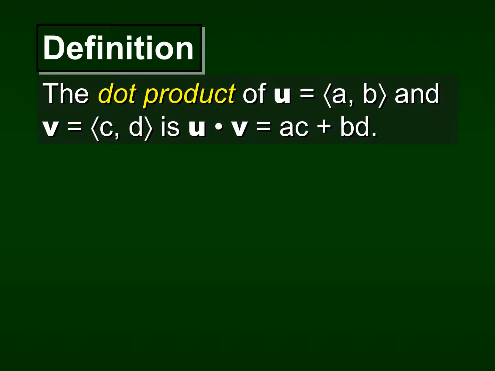So here is another definition of dot product. It says that the dot product is a times c plus b times d, where a and b are from u and c and d are from v. So you're basically multiplying the corresponding pieces together, which is cool.